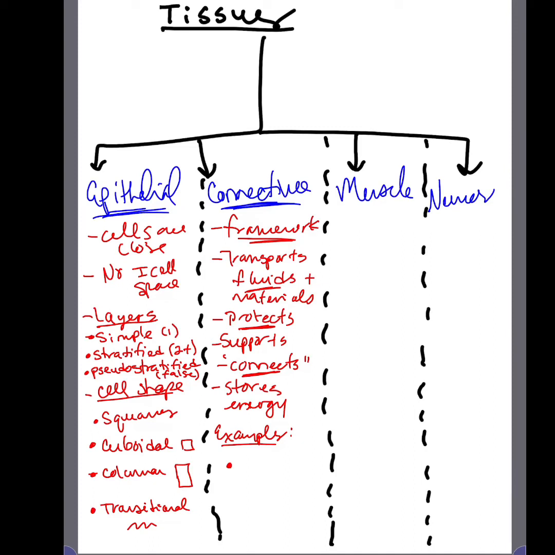So some examples of your connective tissue, you're going to have, for example, loose connective tissue, dense connective tissue. You're going to have fluid connective tissue such as blood and lymph. You're going to have cartilage and bones.